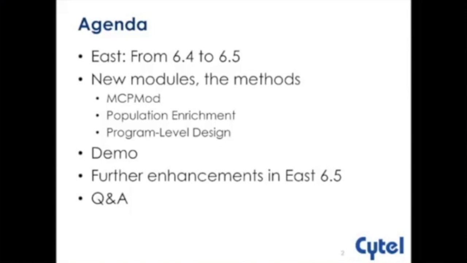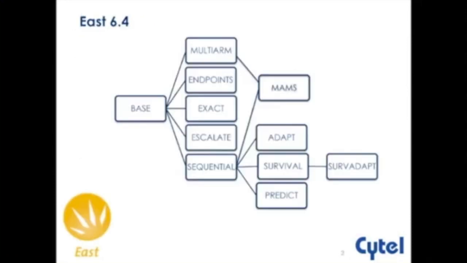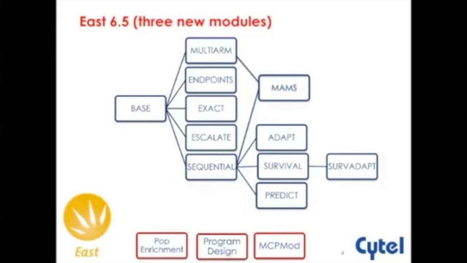So going into IST 6.4, this is the current version of our software, for which I'm sure that quite a few of you are already familiar with. And this is the structure of the modules currently in IST 6.4. Within each one of these modules, there are enhancements that Charles will go over towards the end of today's presentation. But the focus of today's presentation is going to be three new modules that we have added. One having to do with population enrichment, one with program-level design, and MCP Mod.